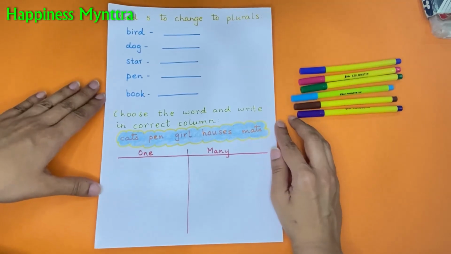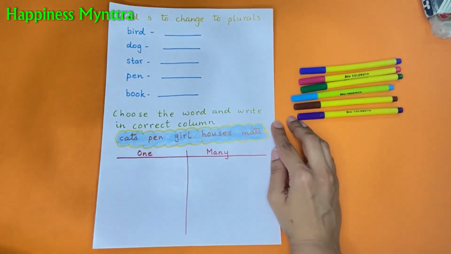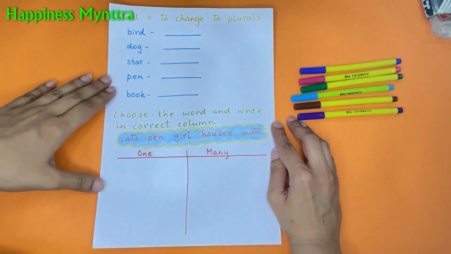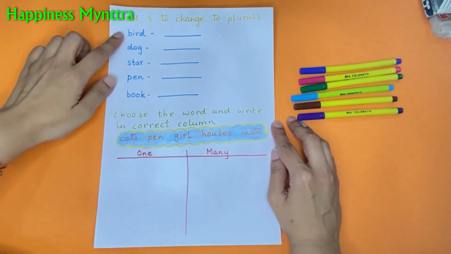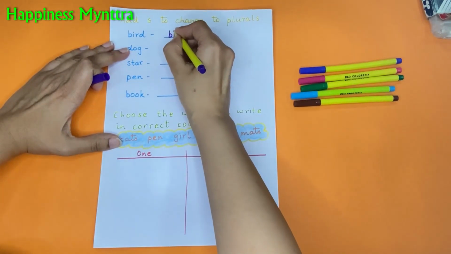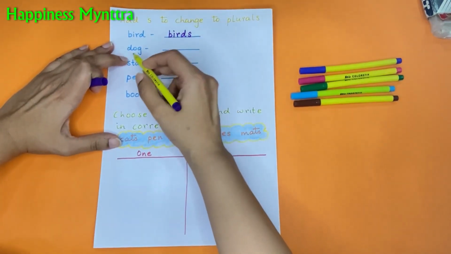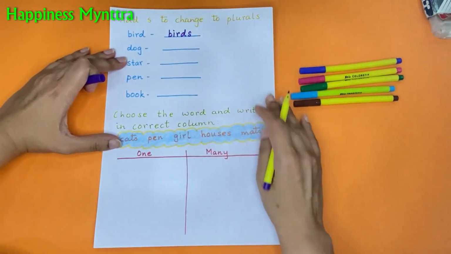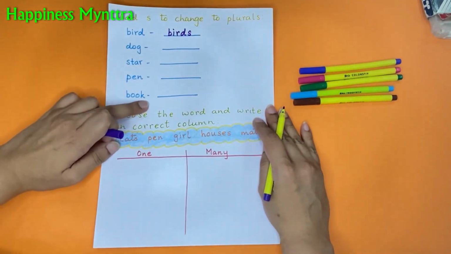Moving on, since we've just introduced how to add S to a word, you can do a quick recap with a sheet like this. Bird becomes birds. Dog, dogs, star, stars. So children can just fill in the sheet like this.